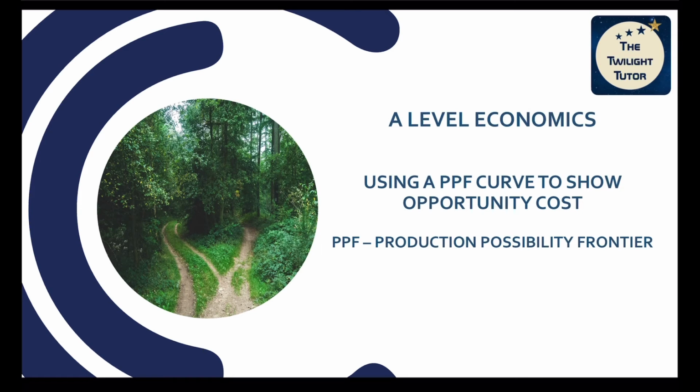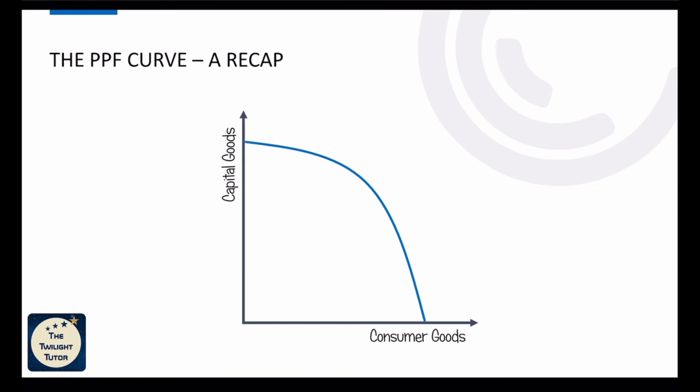How to use a PPF curve to show opportunity cost in A-level economics. First of all, let's have a quick recap of the PPF curve. There are two axes labelled with competing goods. In this instance, we have the labels consumer goods and capital goods.